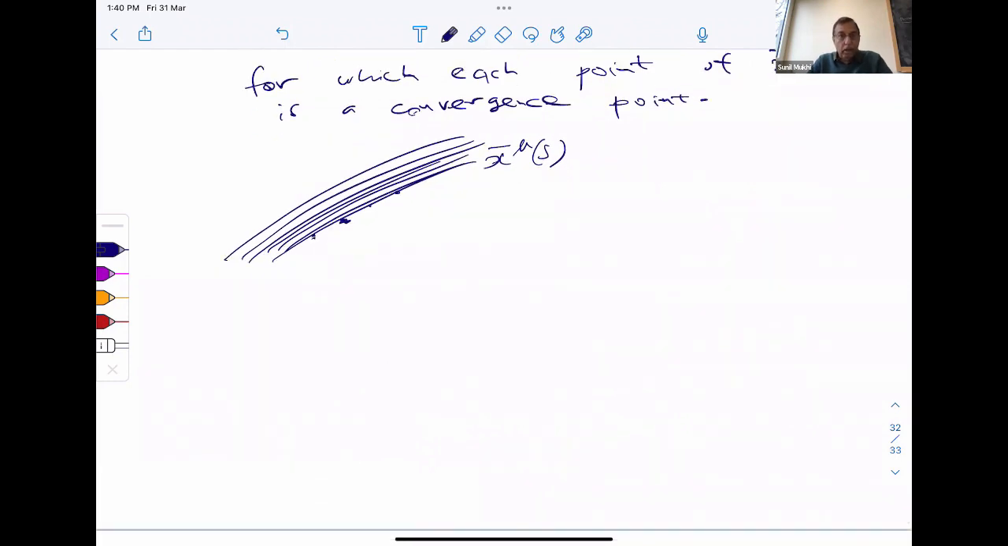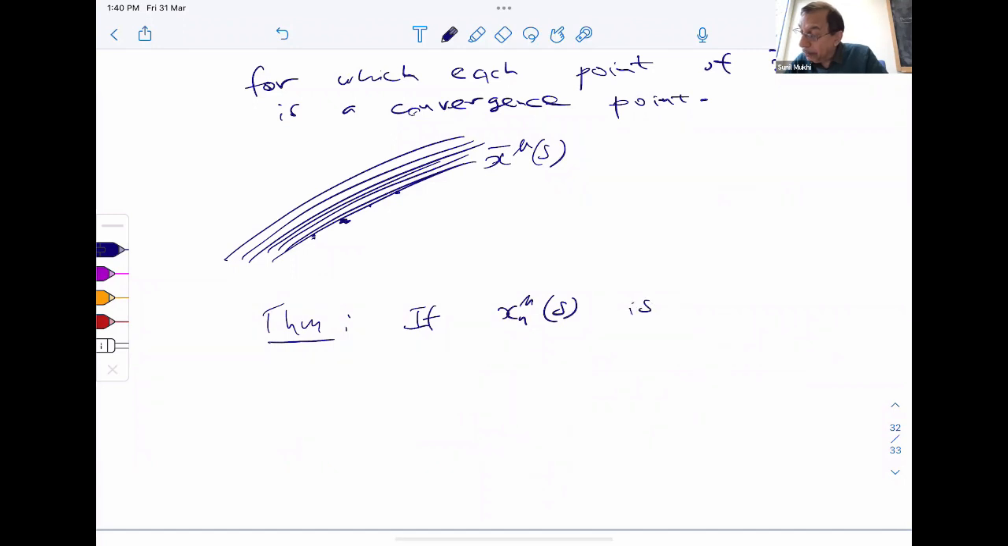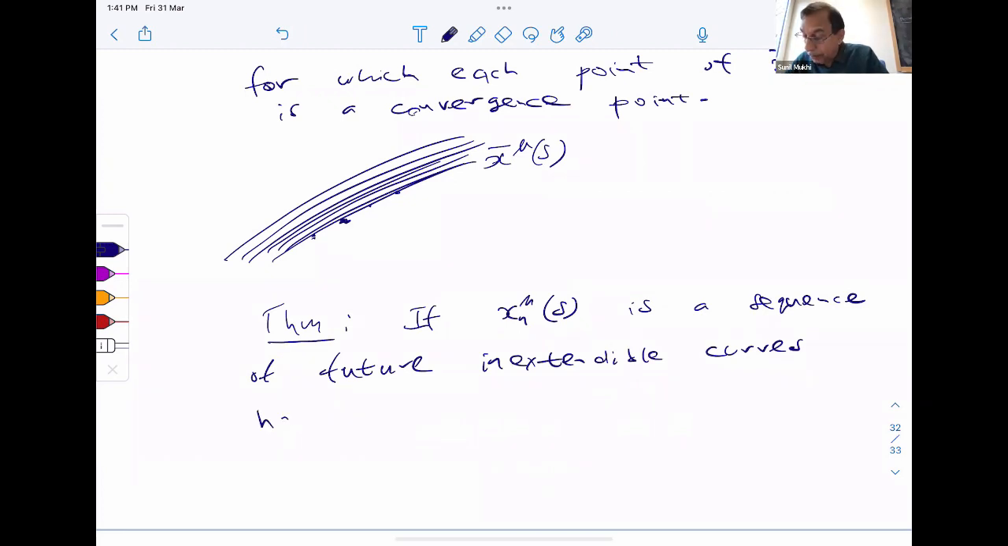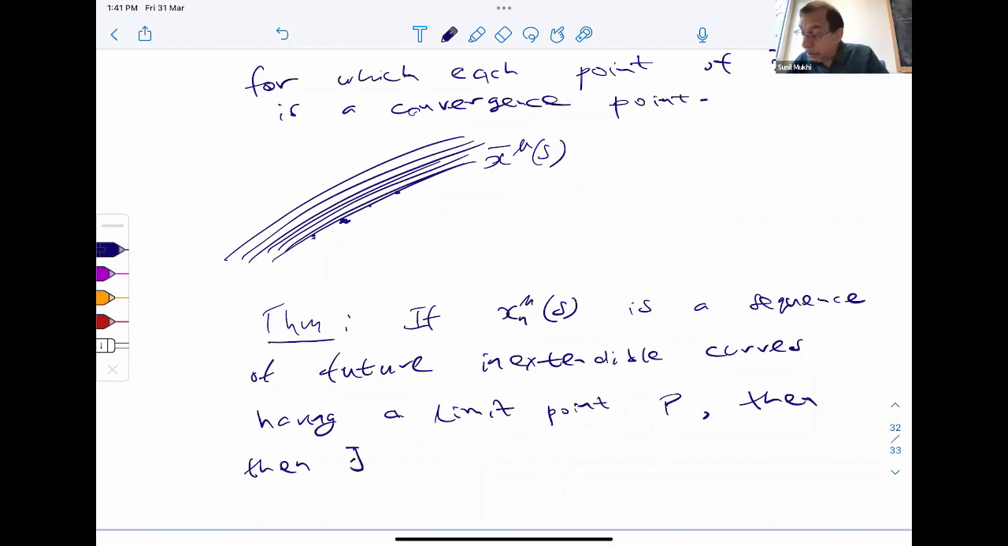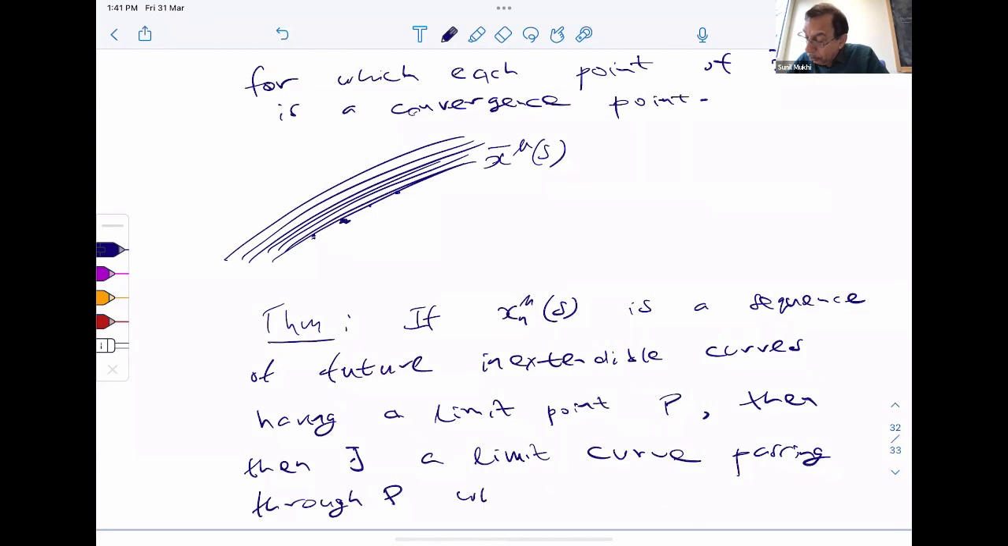Okay. And now we have a theorem with this definition, which says that if, and this is almost the proof of our compactness theorem, if X_n^μ is a sequence of future inextendable curves having a limit point P, I'll be very careful to say limit point when I mean point and limit curve when I mean curve. Having a limit point P, then there exists a limit curve also passing through P, which is also future inextendable.